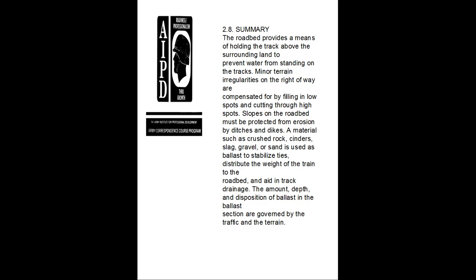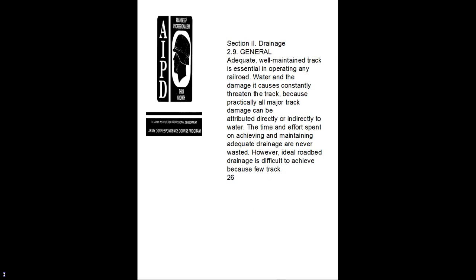2.8 Subgrade. The roadbed provides a means of holding the tracks above the surrounding land and preventing water from standing on the tracks. Minor terrain irregularities of the right-of-way are compensated for by filling the low spots and cutting through the high spots. Slopes of the roadbed must be protected by erosion ditches and dikes. Some materials such as rock, cinders, slag, gravel, and sand are used as ballast to stabilize the tie and distribute the weight of the train to the roadbed. They also aid track drainage, and the amount and depth of disposition of the ballast are governed by the traffic and the terrain.